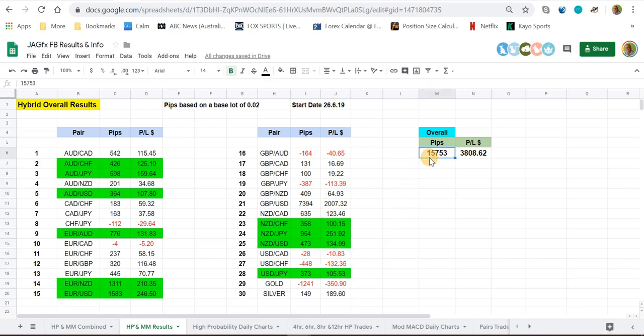This is the overall pips based on all these totals. I'm not sure how accurate it is. It'll be pretty close, but if someone did all the maths there, they might find it a little bit out. And there's the profit to date.